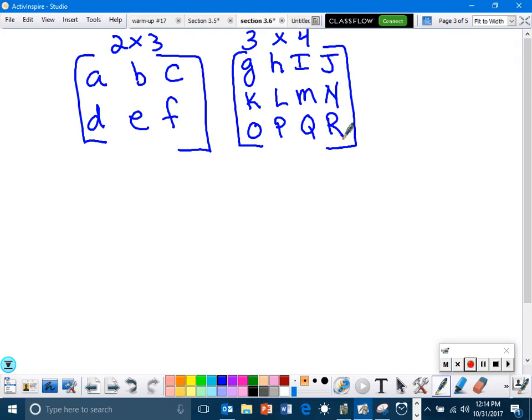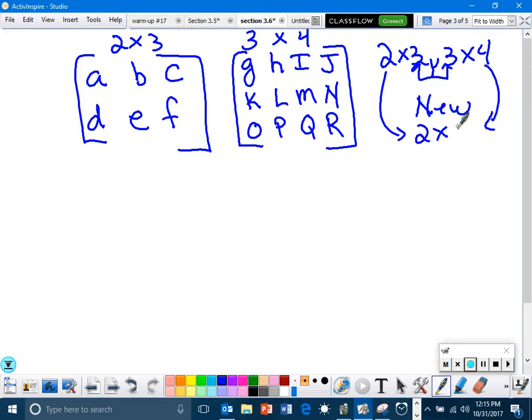All right, so first of all, again, I've got a 2 by 3 and a 3 by 4. Yes, we know that we can multiply them together because the 3's match. So the new matrix is going to be a 2 by 4. Now I'm going to start this, but I don't think I'm going to finish it completely. Maybe I will. We'll see. Here we go.